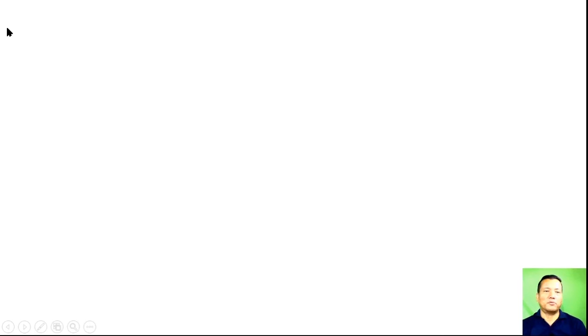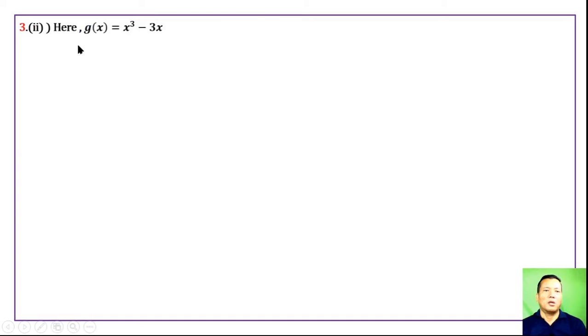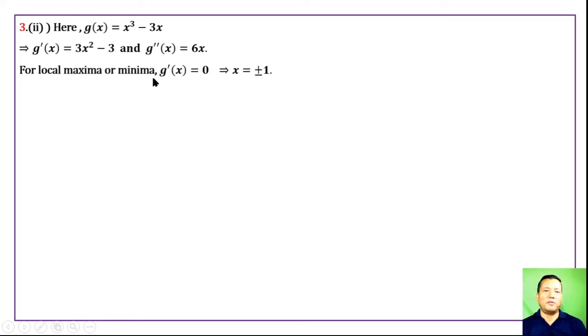For Roman number 2, here g of x is x cubed minus thrice x. Its first order derivative is thrice x square minus 3, and second order derivative is 6x. For local maxima or minima, put g dash x equal to 0, that is 3x square minus 3 equal to 0, we get x equal to plus minus 1. Now g double dash of 1, that is 6 into 1 is 6, which is greater than 0, and g double dash of minus 1 is minus 6, less than 0.